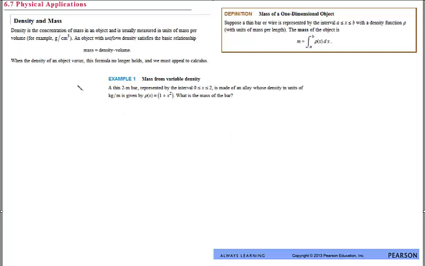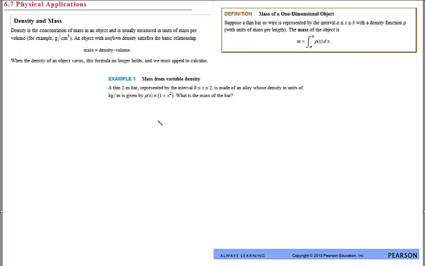Now you probably are familiar with mass is equal to density times volume, and this works as long as we have uniform density. When we don't have uniform density, we're going to have to use calculus. And once again, we'll use the slice and dice method. We'll slice up our object into an infinite number of pieces, and then we will take that density function that we have and multiply it by the width of our slices, and we're going to let that width go to 0, and we're going to add all of that up so that we can get our mass.